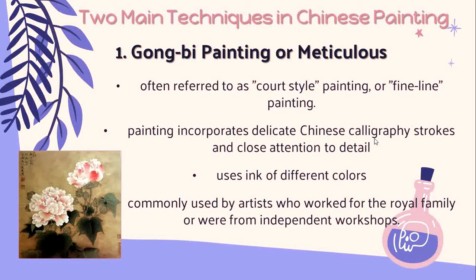Fine brushes are first used to create an outline of the subject, and then the artist goes back with softer brushes to apply layers of color washes until the desired effect is achieved. It uses ink of different colors and was commonly used by artists who worked for the royal family or were from independent workshops.